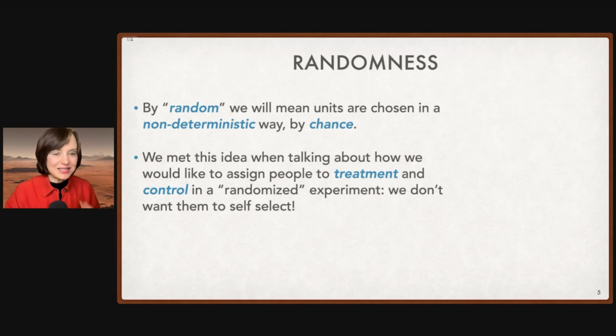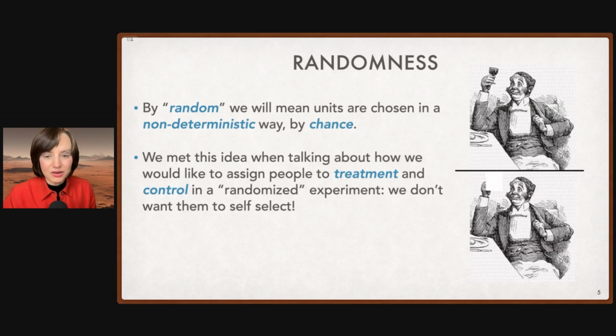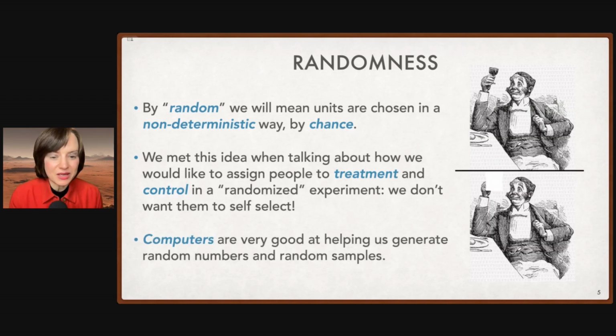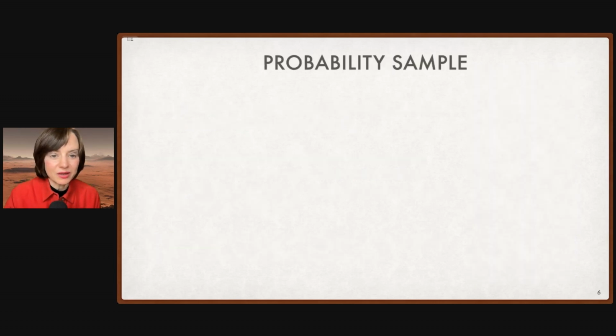All right, so ideally, we want random large samples. And when we do a study, of course, we want a treatment and a control or placebo. Now, computers are very good at helping us generate random numbers and random samples, and we'll be taking advantage of that as we get to machine learning.